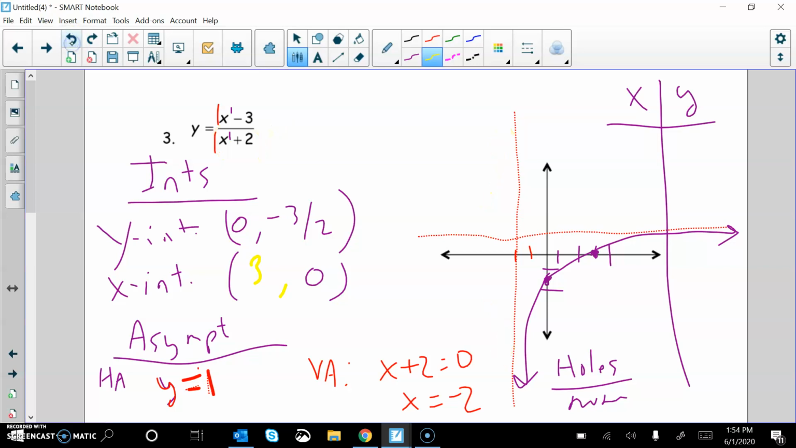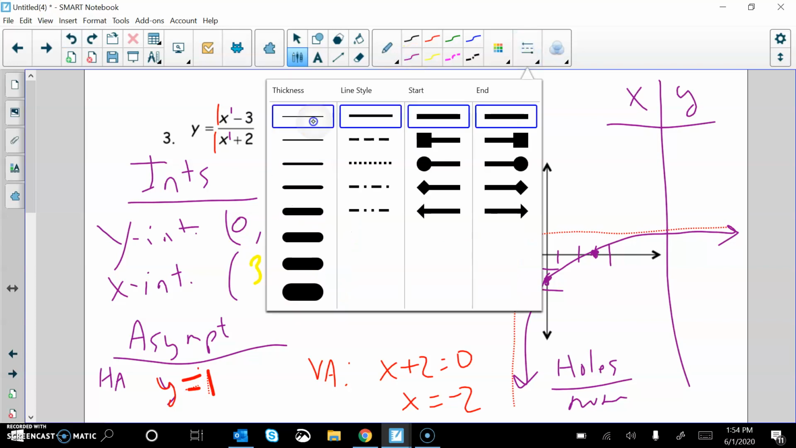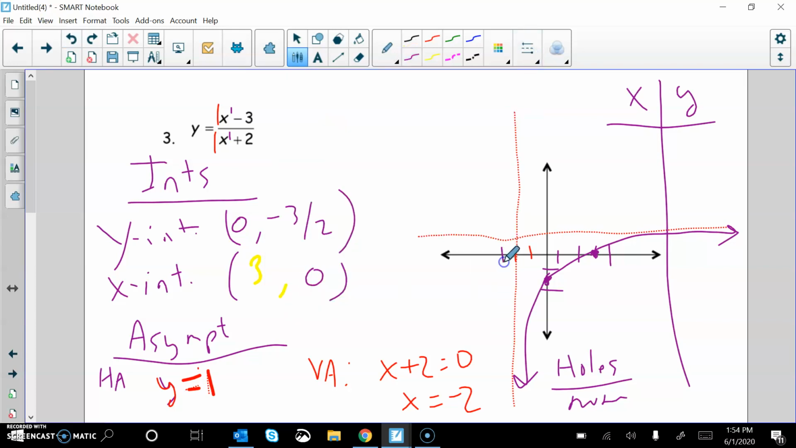If you want more confirmation of that, pick some x's that are on this side of your vertical asymptote. Let's plug in negative 3. We'll get negative 6 over negative 1, which is 6. So 2, 3, 4, 5, 6. So we'd be up here somewhere. Pick more points if you're choosing. As you get further away, it'll get closer and closer to 1.